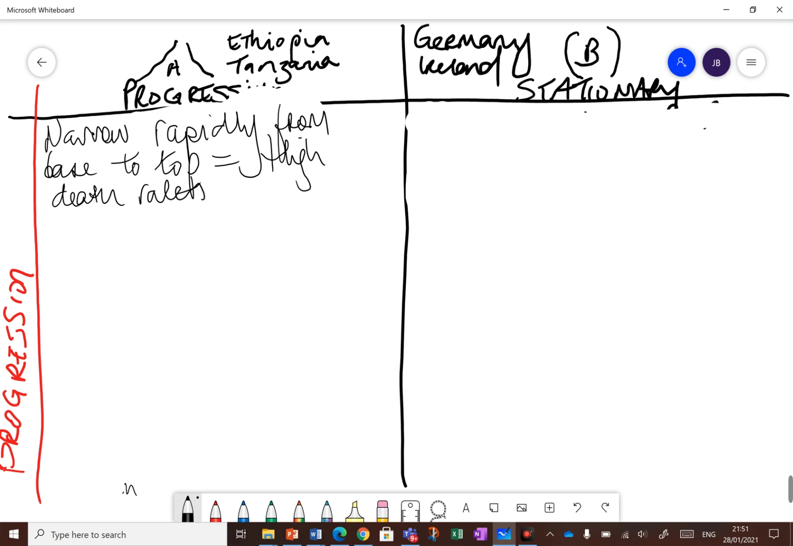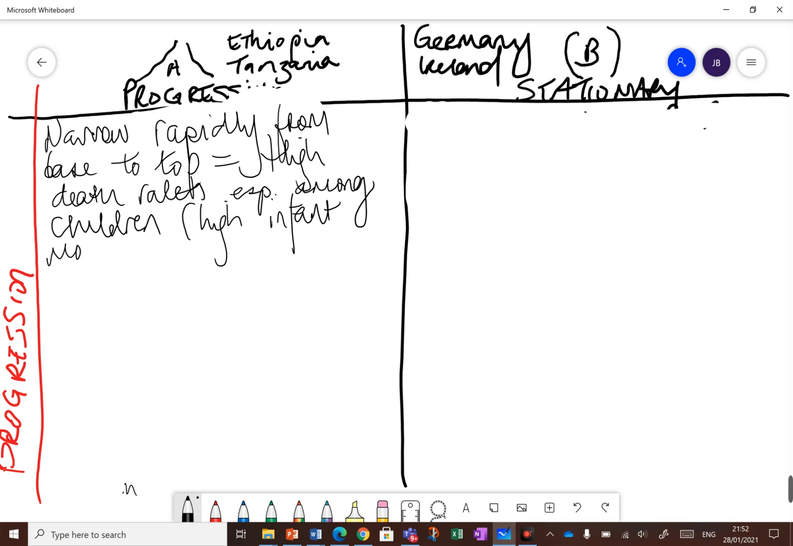Okay, this is indicative of high death rates, especially among children. So that would be high infant mortality.